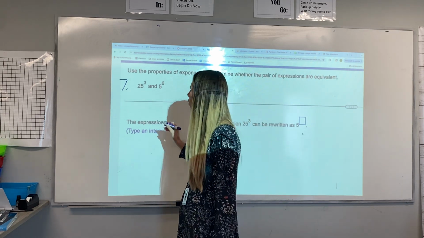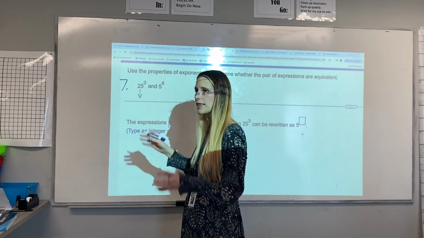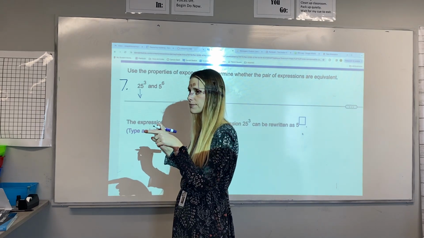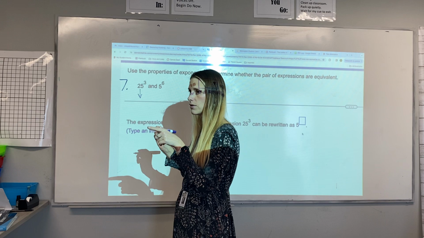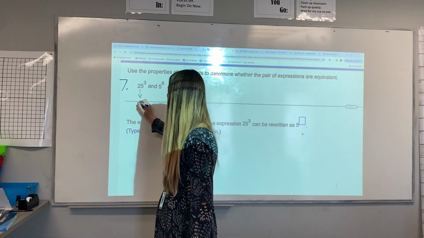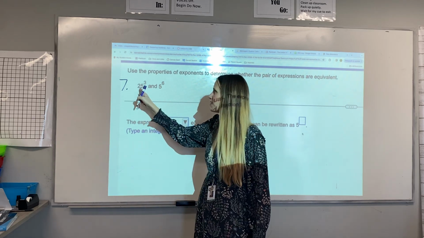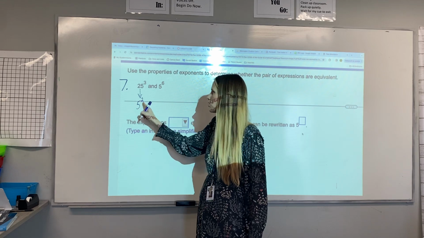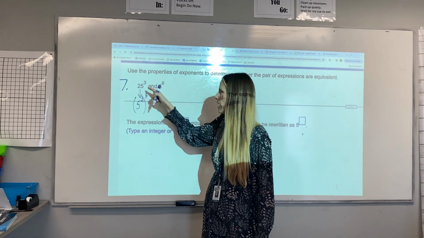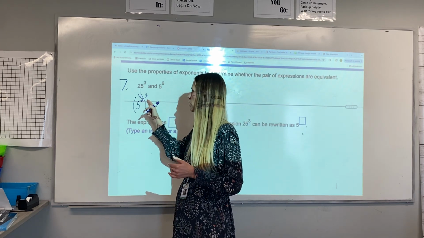Somebody tell me what we can change the number 25 into with a base and an exponent. 5 cubed? 5 squared. Good. 25 can be rewritten as 5 squared. If 25 is being cubed, that means 5 squared is cubed, right? To rewrite 25 cubed, I could write 5 squared cubed, right?